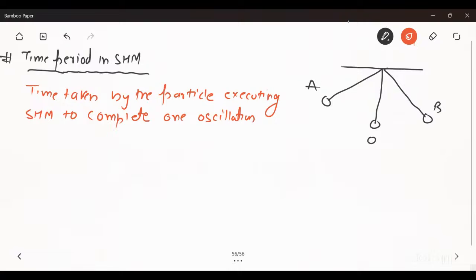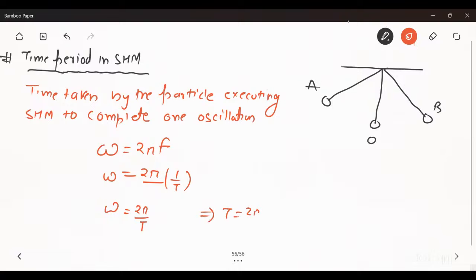So omega equal to 2 pi f. We know that omega equal to 2 pi f and frequency is 1 upon time period. So 2 pi into 1 upon T is omega. So omega equal to 2 pi upon T, and then T is equal to 2 pi upon omega.